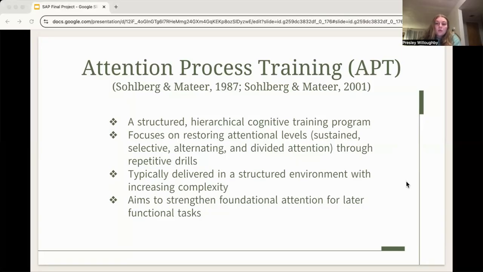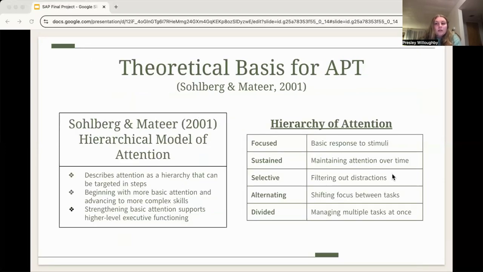And because this approach focuses on rebuilding foundational cognitive structures, it is often used earlier in TBI recovery. APT is grounded in Solberg and Mateer's hierarchical model of attention, which organizes attention into 5 interconnected levels, which are focused, sustained, selective, alternating, and divided attention.